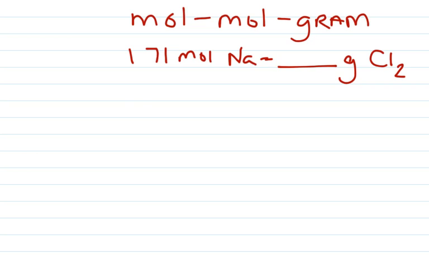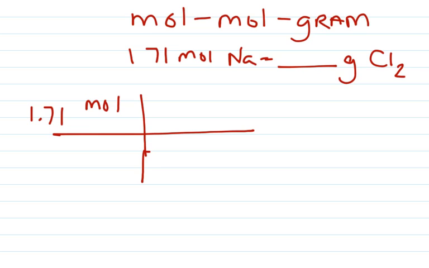So using dimensional analysis, you know how this is going to work. We're going to draw a cross. We're going to do what we've always done. In my given, 1.71 moles of sodium up there. Okay, moles of sodium down there. The catch here is that I can't go from moles of sodium to grams of chlorine. I can't make that direct jump. I'm going to need a middleman.